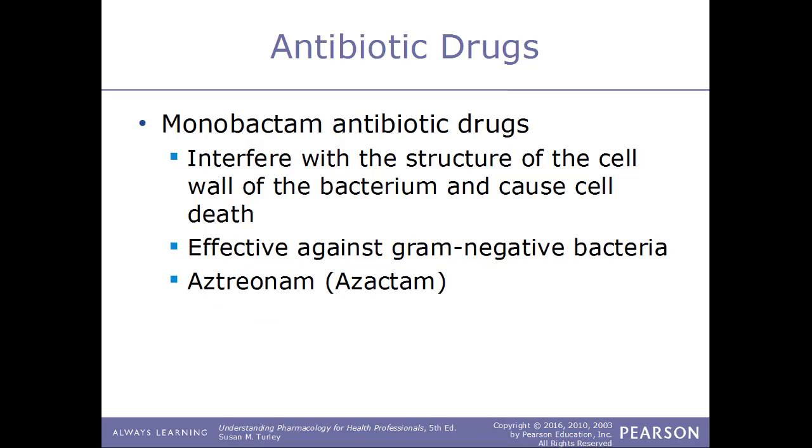Another type of antibiotic drug is a monobactam antibiotic. And these interfere with the structure of the cell wall of the bacterium and will eventually cause cell death. And these are effective against gram-negative bacteria. An example of this kind of antibiotic would be aztreonam, which is known by its trade name of Azactam.